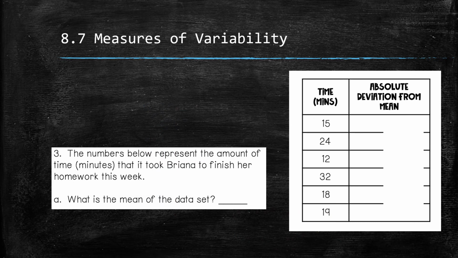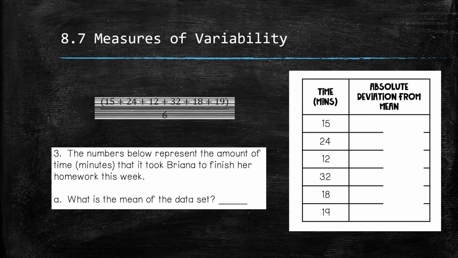In our next example, we have a table that represents the amount of time in minutes it took Brianna to finish her homework this week. So in order to calculate the MAD, I'm going to start by finding the mean of my data. So I'm going to add those points up, get 120 divided by 6, and that will give me 20.